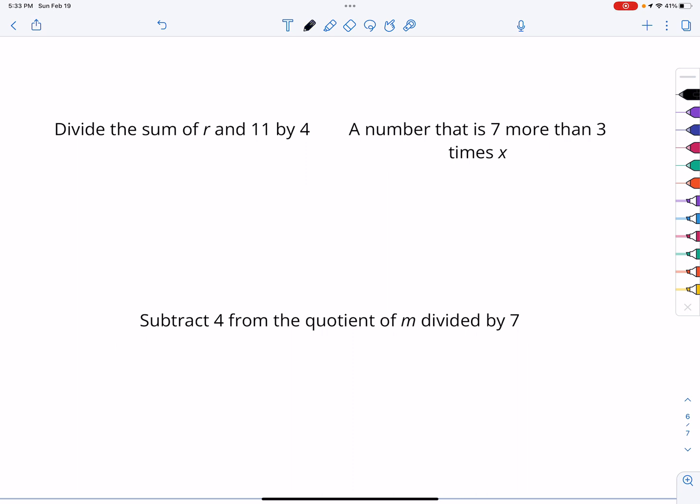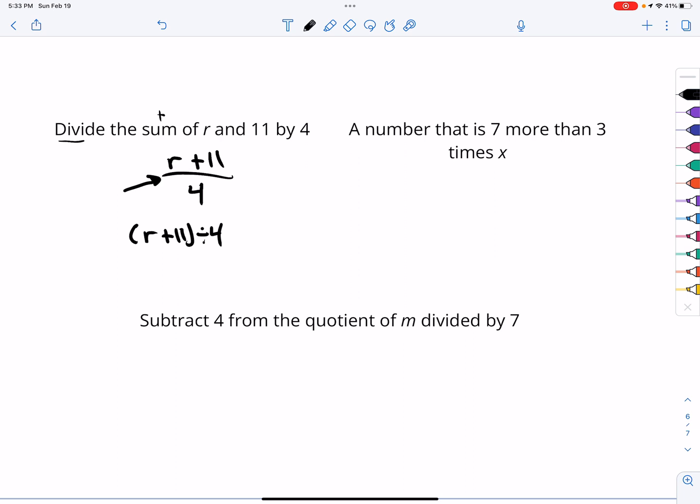So we are dividing the sum of R and 11 by 4. I know it says divide first, but before I'm dividing, I need to do some addition. So I'm adding R and 11 and then dividing it by 4. Or I could have written that R plus 11 divided by 4. Those are both equivalent. This top one, I would say, is the more common or more accepted form of expressing that relationship. A number that is 7 more than 3 times x.